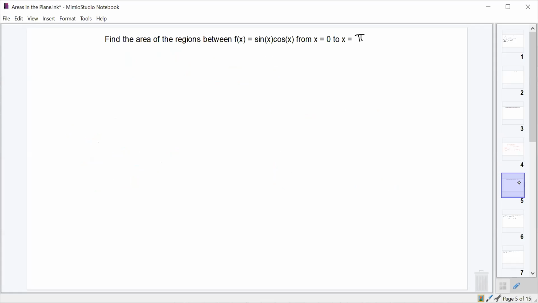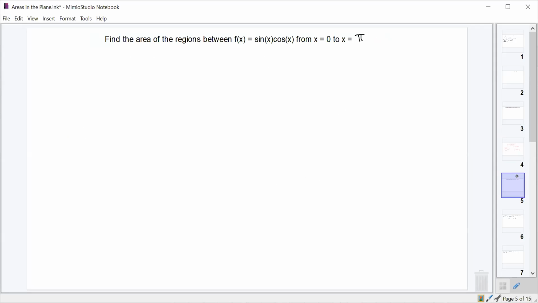All right, so I believe this was the next area problem that we were about to start talking about. Is that true? Oh, well, we haven't done this one yet, so probably. Yeah, we did this one, right? We did x squared minus 2x minus 3. Yeah. Okay.